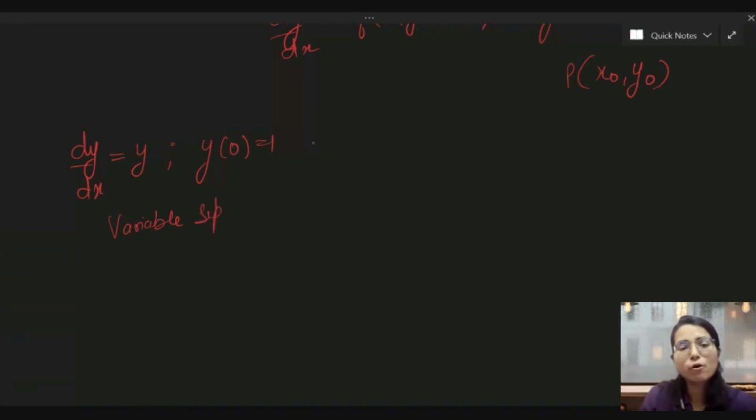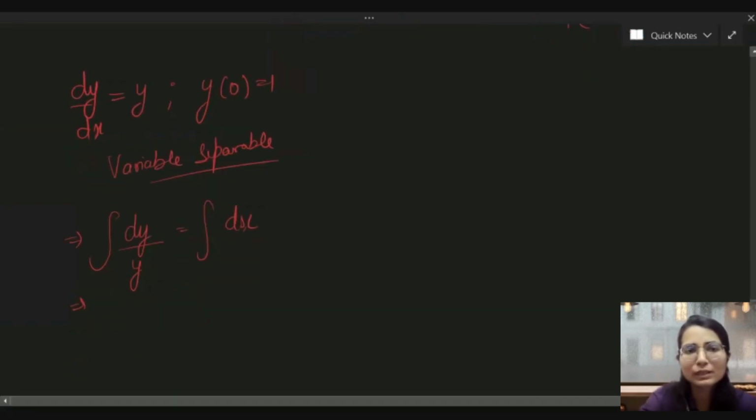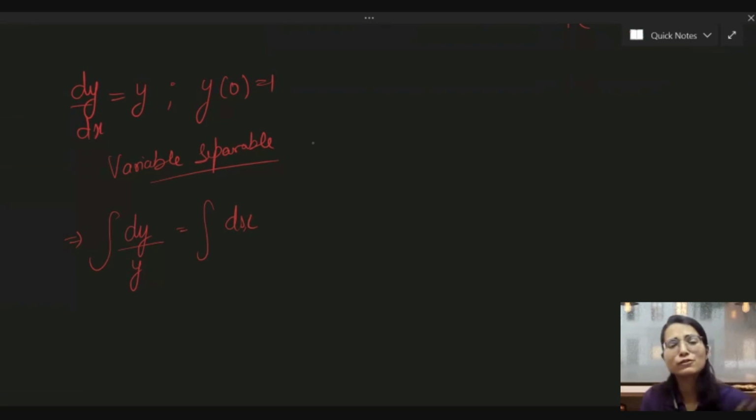Variable separable form. You already know this. What you do is you take one variable on one side and another variable on the other side, and then you integrate it. We have studied this even in our 12th standard and maybe in the first or second year of our bachelor's degree. And if you are in the first year, you still know it because you've done it in your school time.